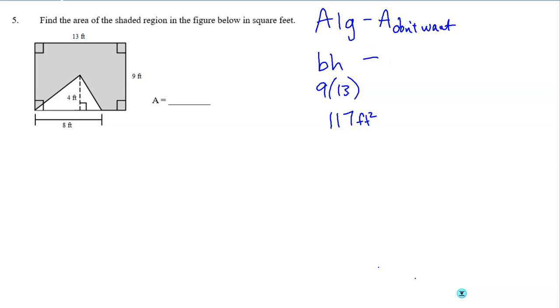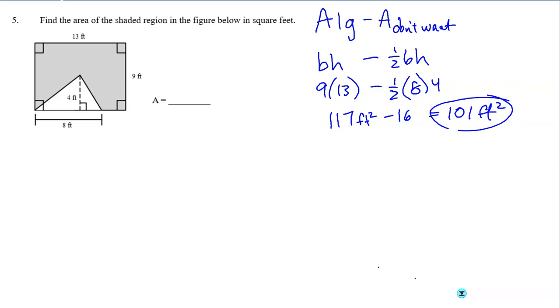But we're going to get rid of the part we don't want, which is the triangle. So we're going to do 1/2 base times height because it's not an equilateral. And so I have 1/2, the base in this guy was 8, the height was 4. So we have minus 16. So we end up with 101 square feet for that area. So again, if you have a shaded area, you can just do the big shape and then take away the part you don't want.